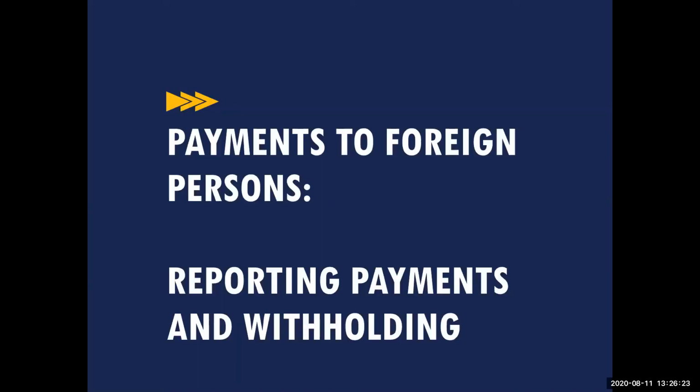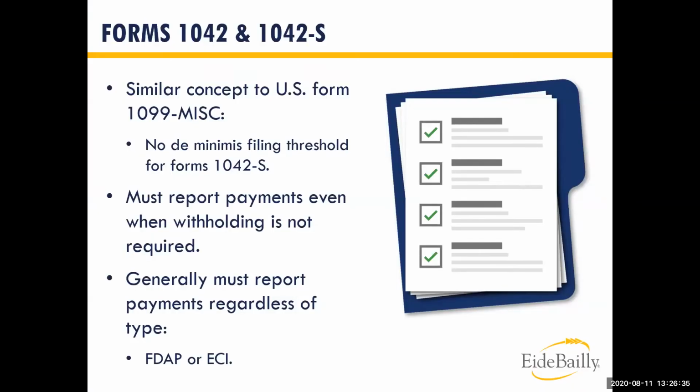All right, so next we're going to talk about the reporting requirements related to the payment and the withholding. First, we have the forms 1042 and 1042-S. They are very similar to the 1099. When you think about payments to US persons, you're going to report on the 1099. If the payment is to a foreign person, it's on the 1042.